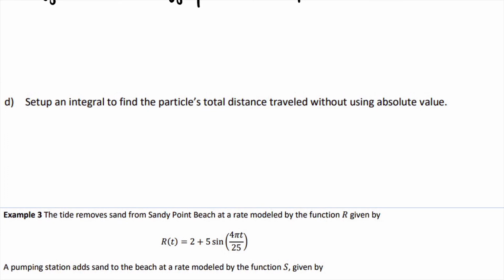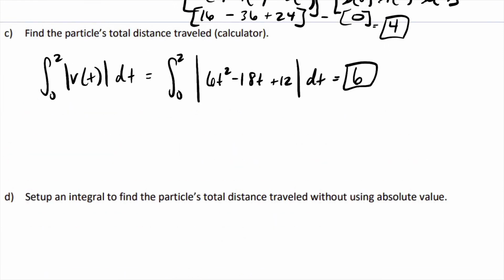Okay, so last question in this one. Set up an integral. They want us to solve it. They just want us to set it up. Set up an integral to find the particle's total distance. So they want us to answer the question we did right before, but instead of getting a number, they want us to set up an integral without using absolute value bars. They don't want us to find the answer because we know the answer, it's 6. But they want us to set up an integral, just like we did earlier, without absolute value bars to get 6.